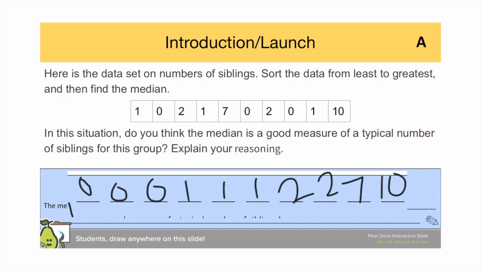To extend students' learning and to connect to what they'll be doing in the Explore, you can also ask students, in this situation, do you think the median is a good measure of a typical number of siblings for this group? Explain your reasoning. A sample response would be, yes, I think the median is a good measure because one sibling is in the middle of where most of the points in the data set are. Almost a third of the students have one sibling.